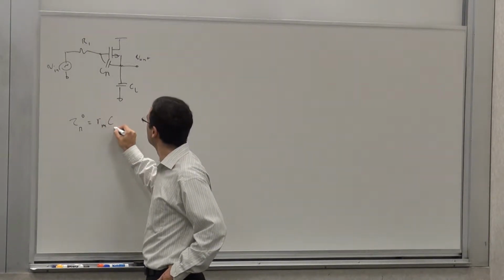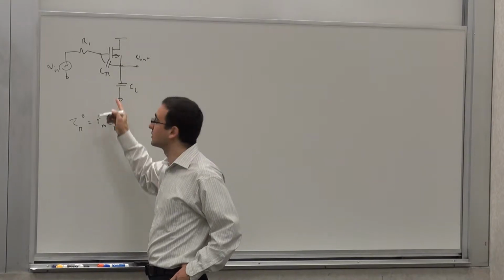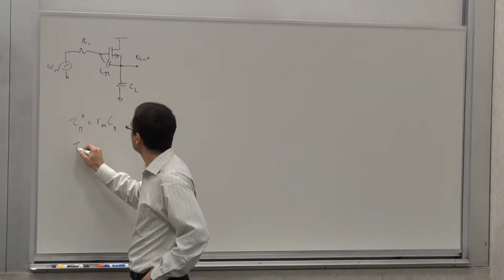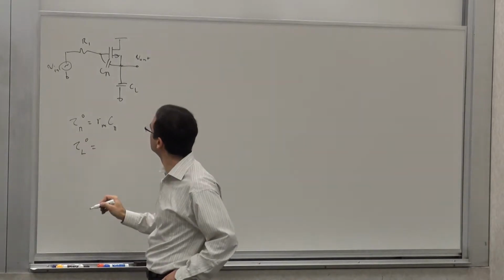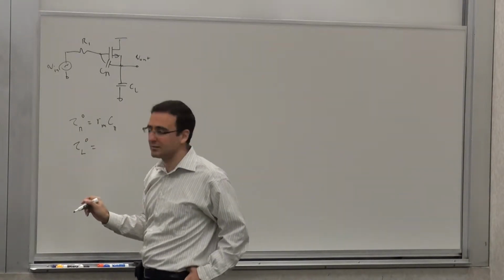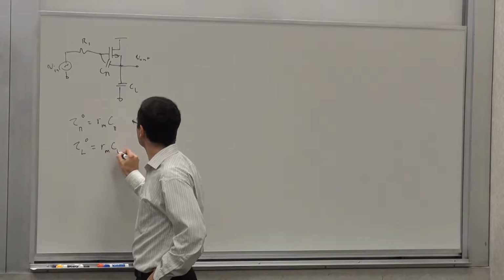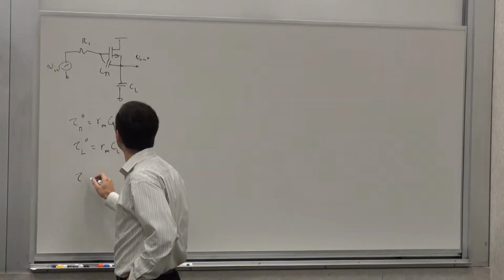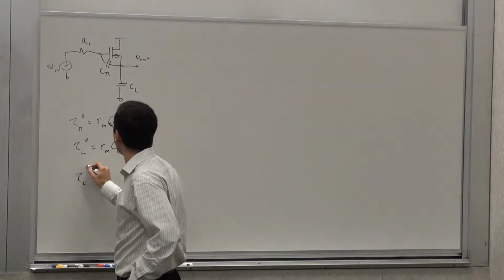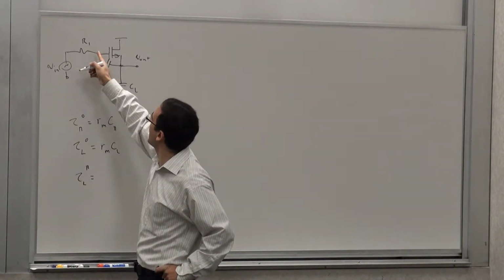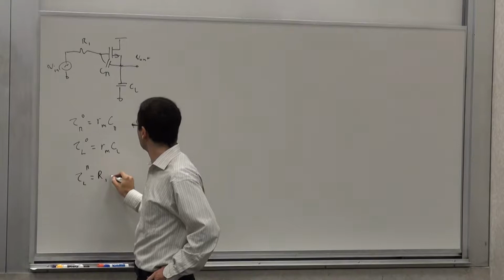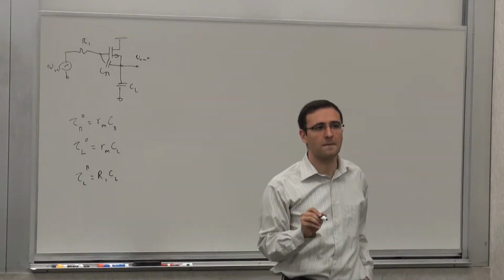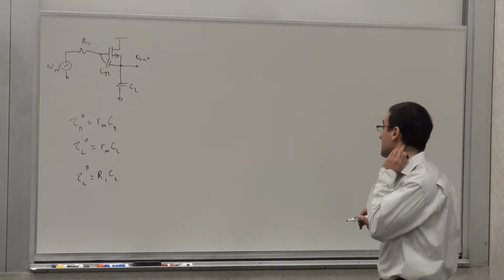Rm C pi, right? Because you see Rm looking into here, open from there. And then what is tau L0? Again, Rm CL. And just pick one: tau L pi, short pi, you get R1 CL. Right? So these are the time constants, that's all I need.